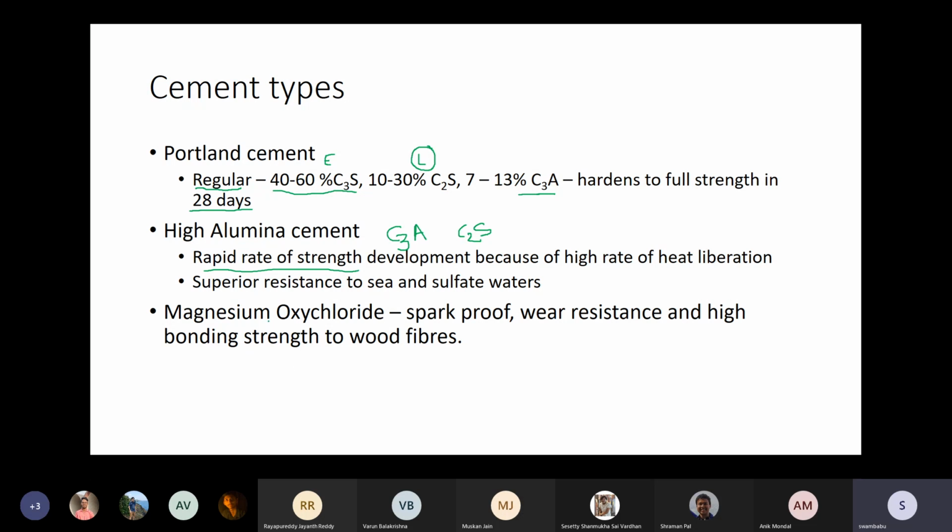Now there's another type of cement which is magnesium oxychloride. If you sinter magnesium oxide at high temperature, you will get this magnesium oxychloride. This will be spark proof. If you use this cement, it will be spark proof and wear resistant, with high bonding strength to wood fibers.